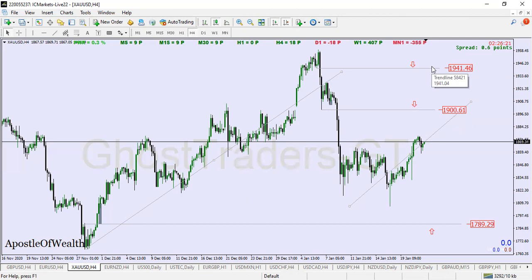So the best thing to do when price gets to this level and starts to decline, you need to protect your profit all the time.